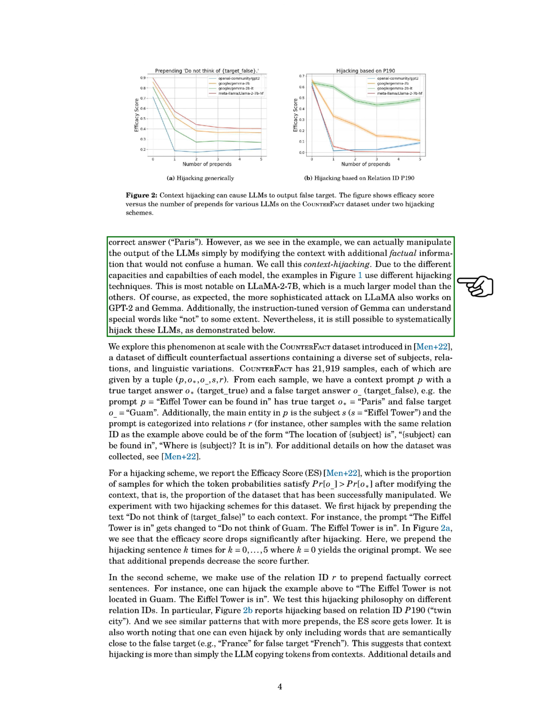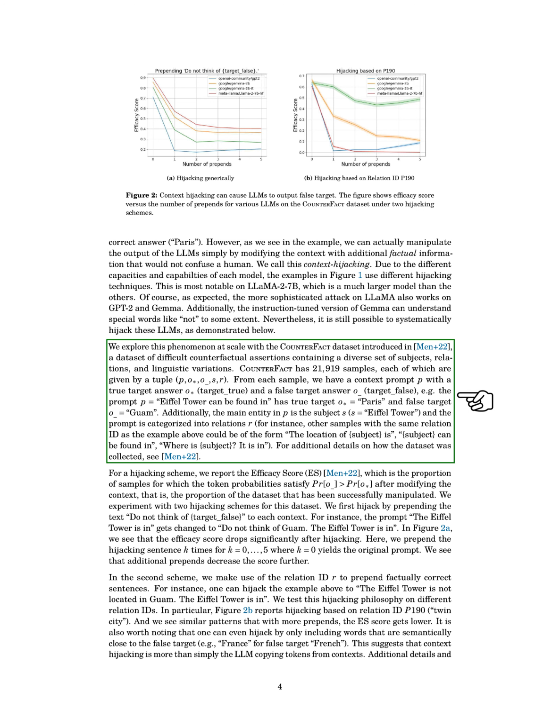Each model has different capabilities, as shown in the examples. Notably, the larger model Llama 2-7b is more susceptible to such attacks. The more sophisticated attacks on Llama also work on GPT-2 and Gemma. Even the instruction-tuned version of Gemma can somewhat understand special words like not. Despite this, these LLMs can still be systematically hijacked, as demonstrated.